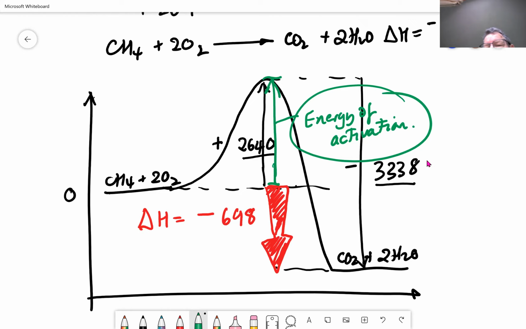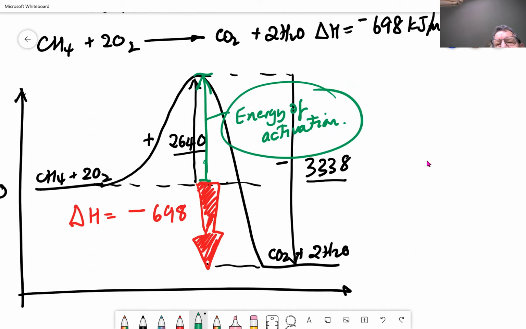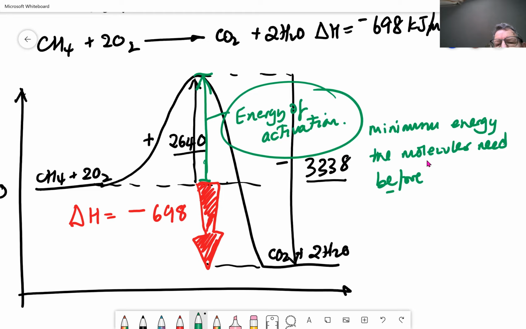Energy of activation is the minimum energy the molecules need before they can react.